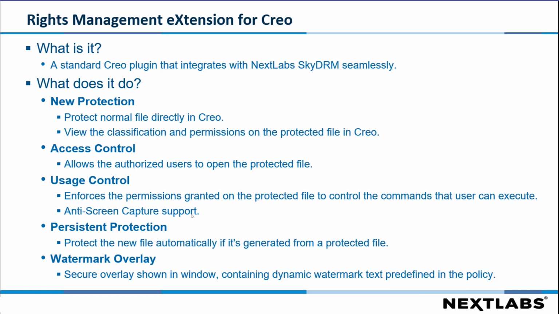Next is persistent protection. It protects the new file automatically if it is generated from a protected file. For example, if you export a protected part file as a PDF file format, the PDF file is also protected with the same permissions applied.